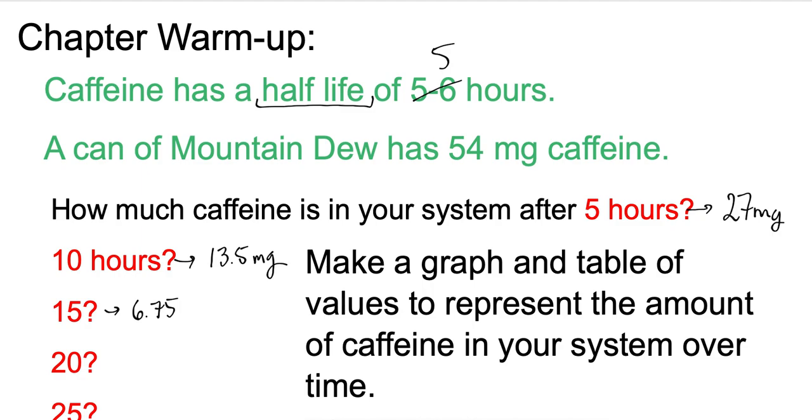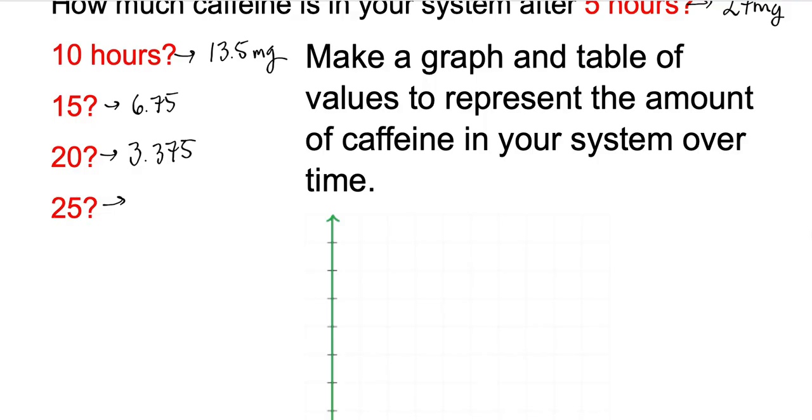And then 20 would be another half, so cut that in half. 3.375. And then we're going to cut that in half to get our last half-life. So down here, this half-life is 1.6875. Okay? So we have had a half-life here with 5 hours, 10, 15, 20, 25. So that means it's just cutting in half every time we go past 5 hours. All right? So now we're going to make a graph out of that.